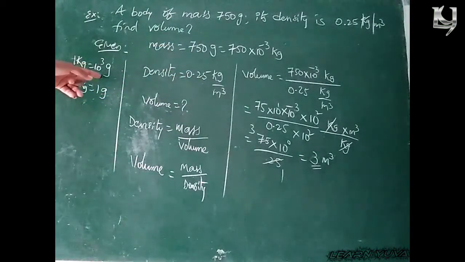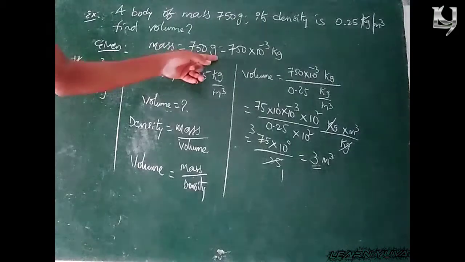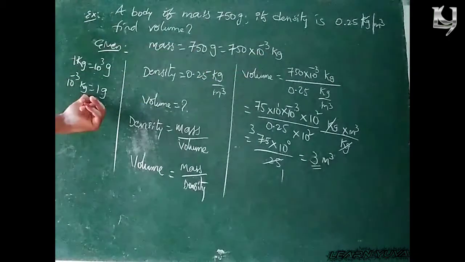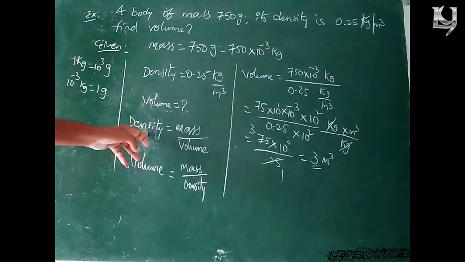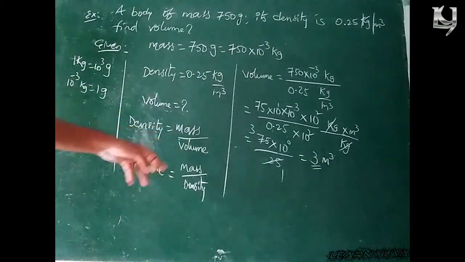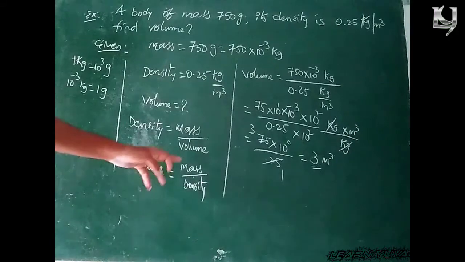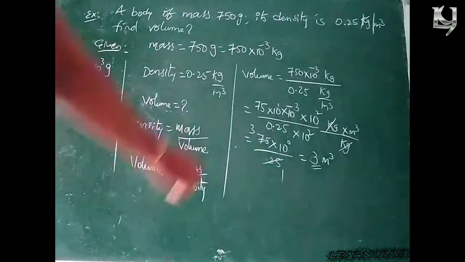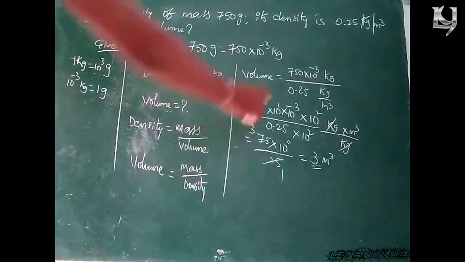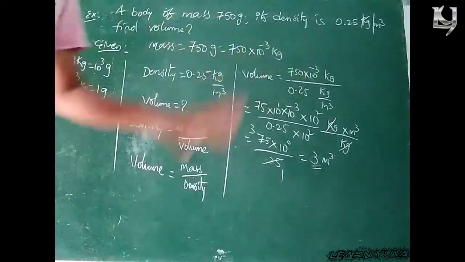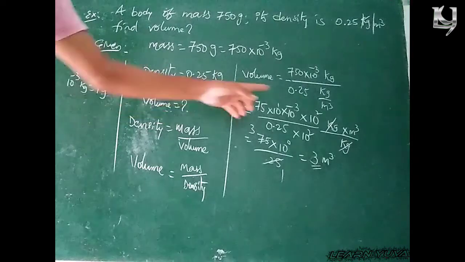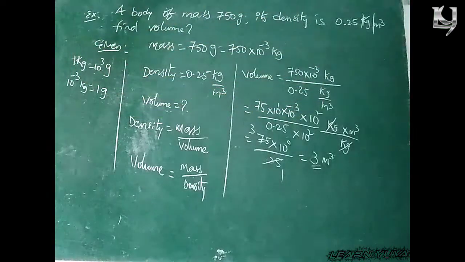So 1 kg is equal to 10 power 3 grams. So 1 gram is equal to the reverse, 10 power minus 3 kg. So instead of gram I am writing 10 power minus 3 kg. So 750 into 10 power minus 3 kg. By the density formula, density is mass by volume, and we need volume. Volume is equal to mass by density. So volume is equal to mass, 750 into 10 power minus 3, and density is 0.25 kg by meter cube.